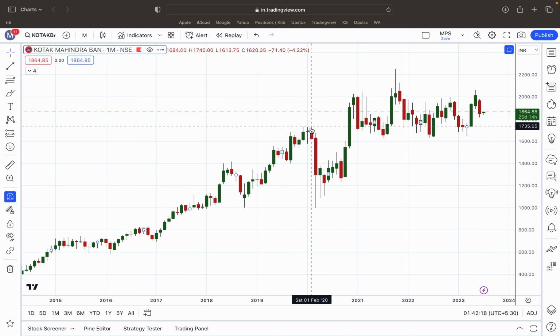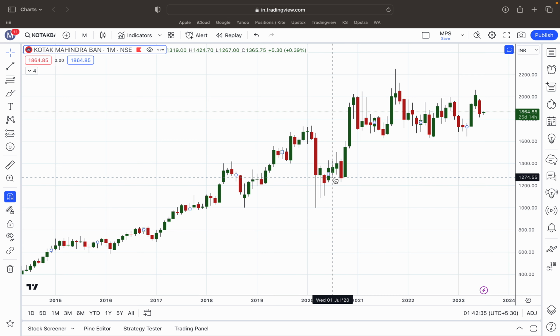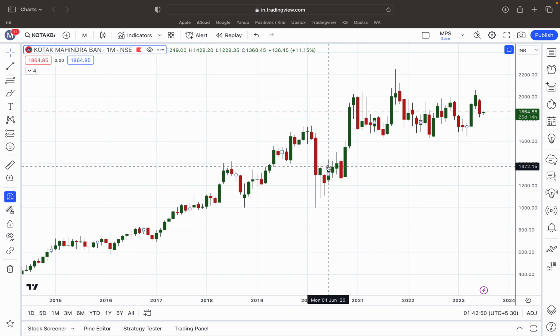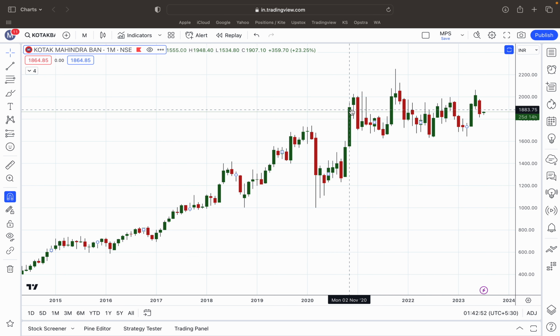Kotak Mahindra Bank was dropping for these months, and when the prices were at the lower end and you see this hammer, that means there is some smart money buying at this lower area. These big players in the market start to accumulate Kotak Mahindra Bank, and it is represented in the form of this longer lower wick. So the hammer represents the buying pressure, and the stock is now advancing.